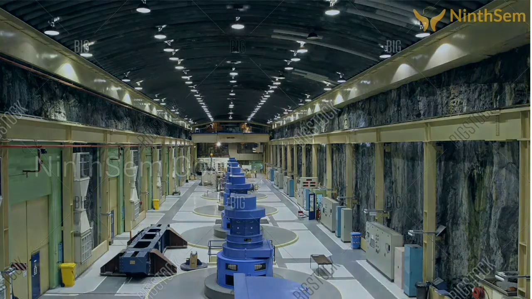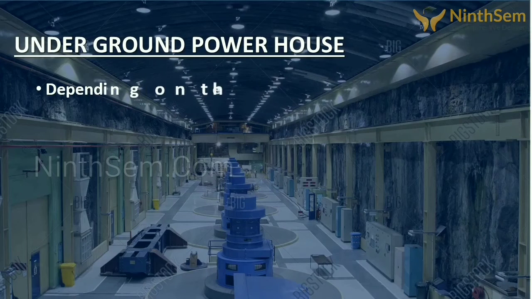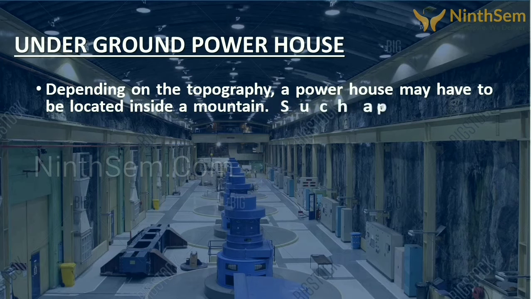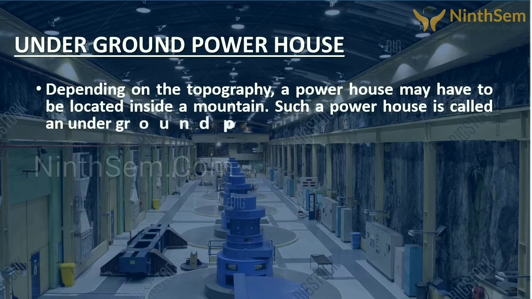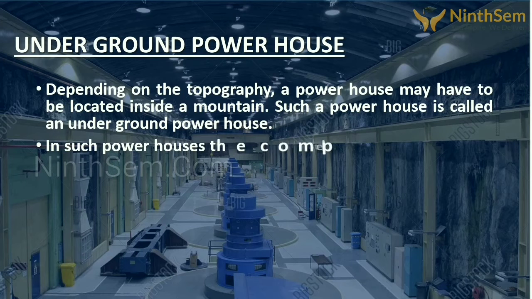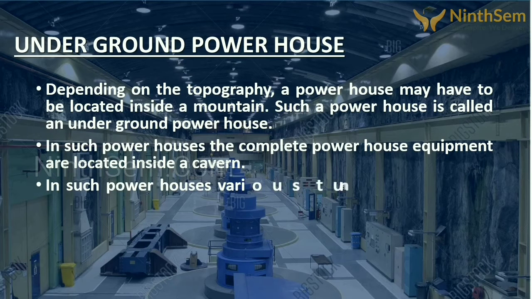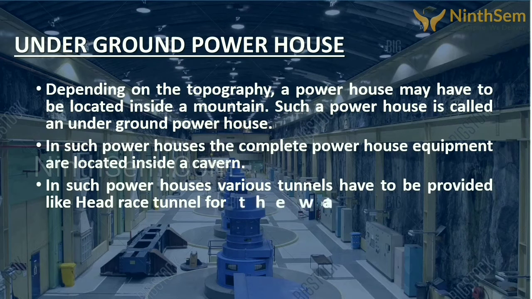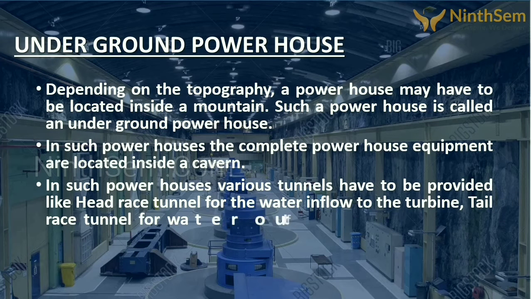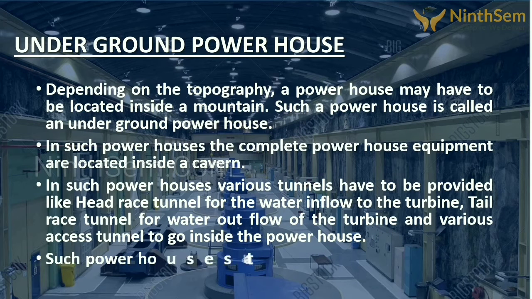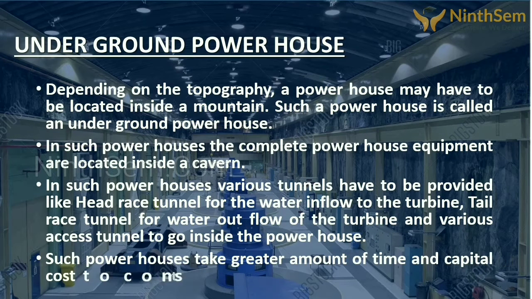While moving towards the underground powerhouse, depending upon the topography, a powerhouse has to be maintained ideally at a location nearer having a higher mountain range, so that it can be known as an underground powerhouse. In such type of powerhouses, the powerhouse has to be located at a cavern. In such powerhouses, various tunnels have to be provided, with the headrace tunnels for the water inflow to the turbine. Such powerhouses take a great amount of time and a huge capital to construct.